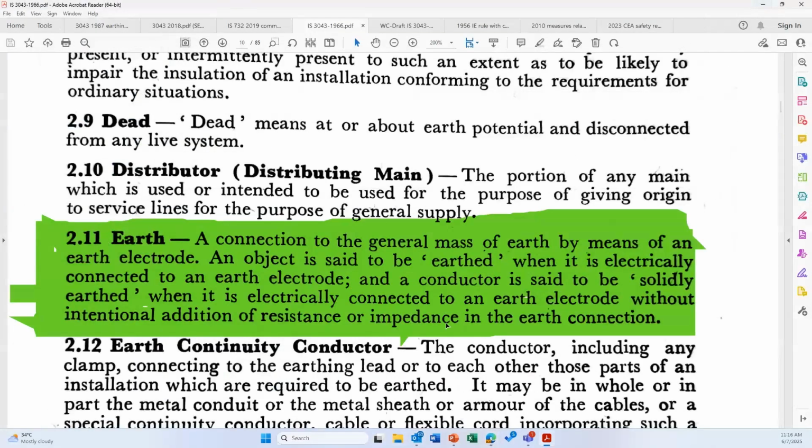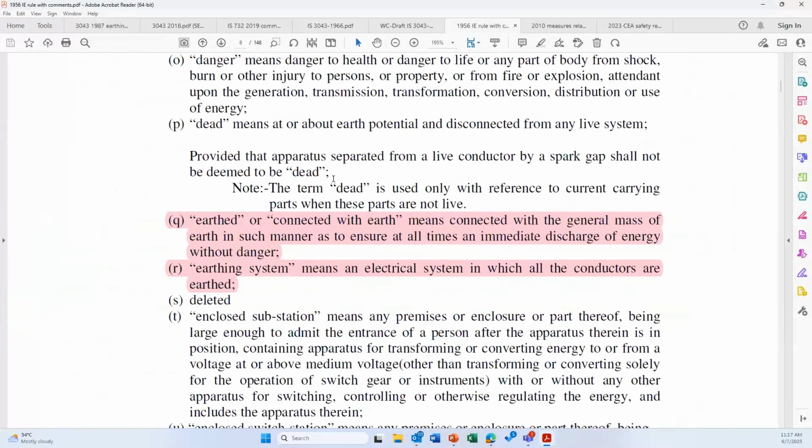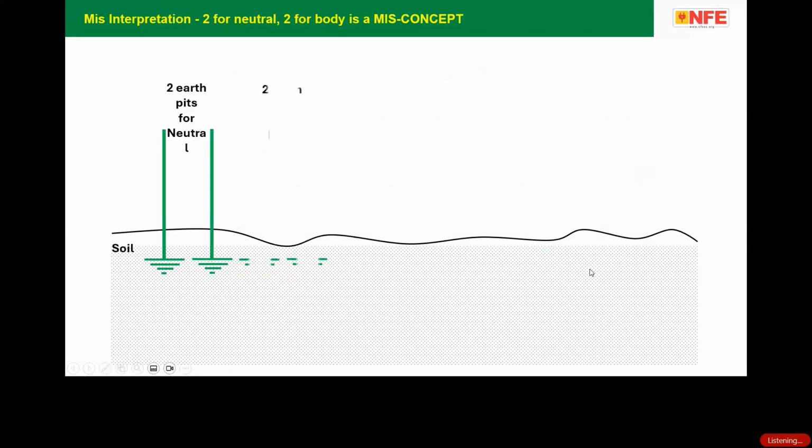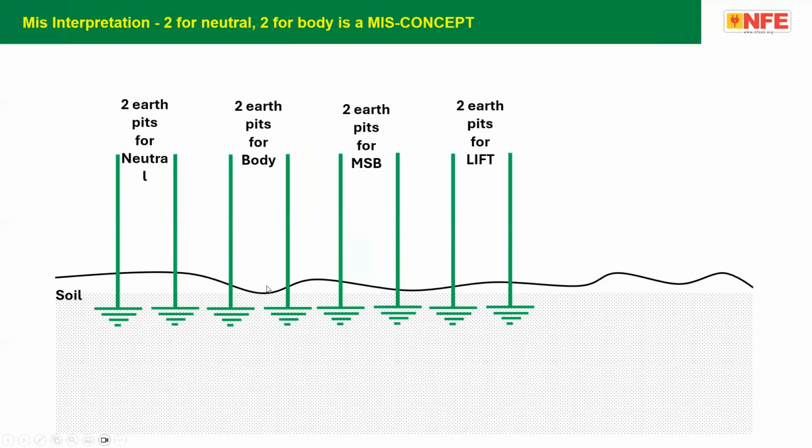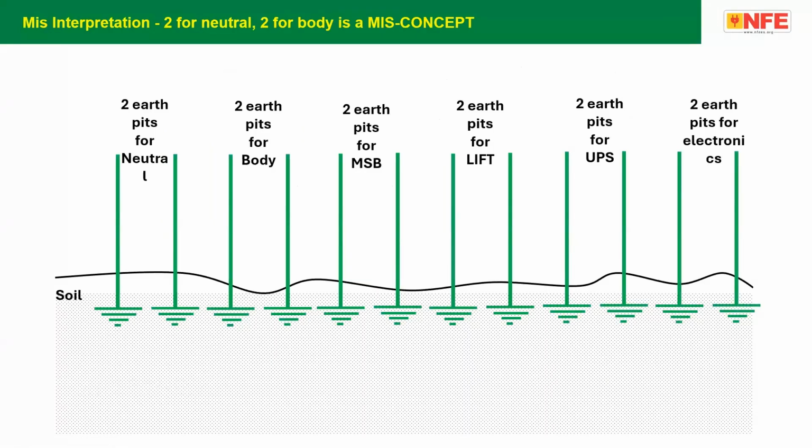Now, what has happened in our country is that we were a little reluctant in changing our ideas. In most cases, we still use the definition of the 1956 IE Rules or the 2010 CEA regulations. As a result, whenever we talk about earthing, we think about an earth electrode. Practically, because of these misinterpretations in the definition, we have the habit of connecting two earth pits for neutral, two earth pits for body, two for the main distribution board, two for the lift, two for the UPS, one or two for electronics, and everywhere, all around the building, we started putting earth electrodes.